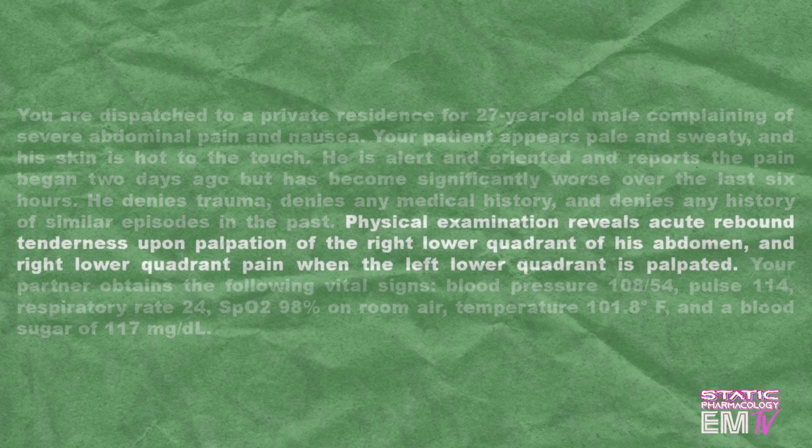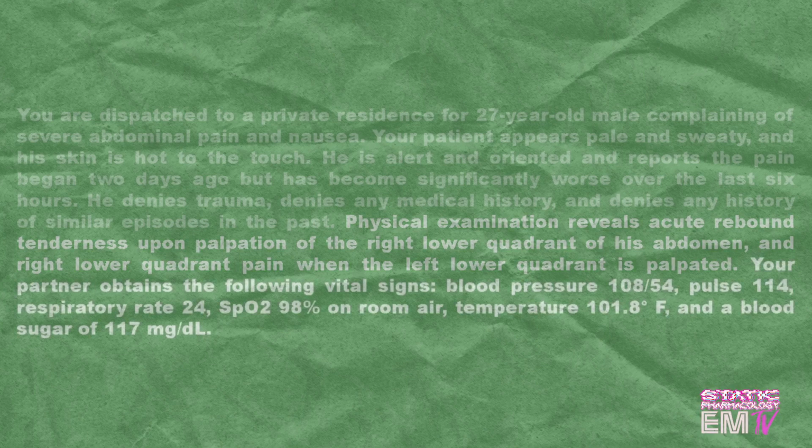Physical examination reveals acute rebound tenderness upon palpation of the right lower quadrant of his abdomen, and right lower quadrant pain when the left lower quadrant is palpated. Your partner obtains the following vital signs: blood pressure 108/54, pulse 114, respiratory rate 24, SpO2 98% on room air, temperature 101.8 degrees Fahrenheit, and a blood sugar of 117.